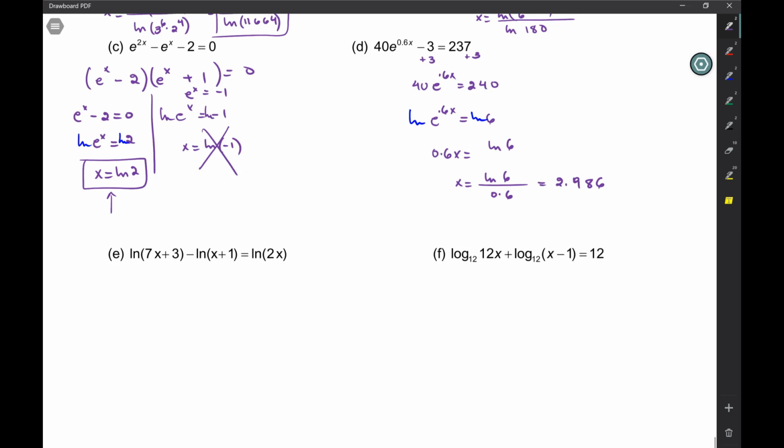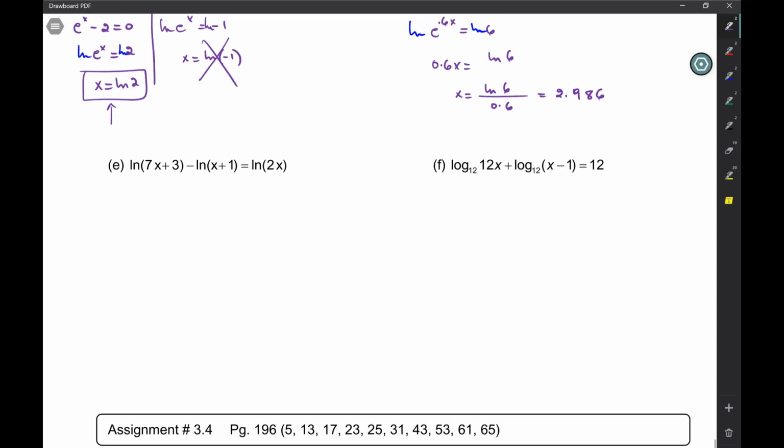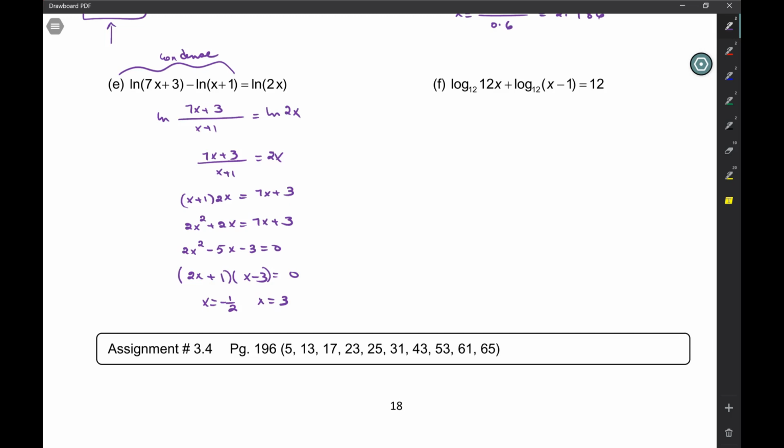Oh, the next one's a little bit more interesting. What do I do first here? Right, condense, right? We condense this. So it's ln of 7x plus 3 over x plus 1 equals ln of 2x. The one-to-one property, precisely. Okay, so go ahead and do it. I'm going to race you to it. I'll pause this for a minute. Negative 6x plus 1x should be negative 5x. So now I have x equals negative half and x equals 3.